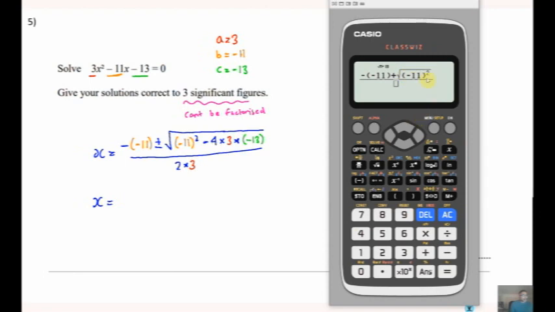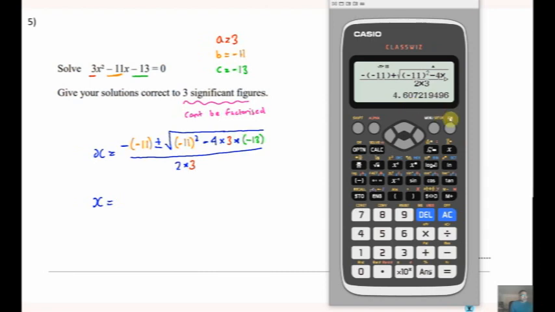So it's so important, wrap your minus 11 in brackets, minus 4 times 3 times, and again, this one doesn't need to be in brackets, but I just like to make sure and be thorough, okay? And then use your arrow keys to move down to the bottom bit, 2 times 3. And when you press equals, first of all, it will give you your answer in surd format using the square root sign there. But if you press this button, S to D, that changes from surd to decimal.